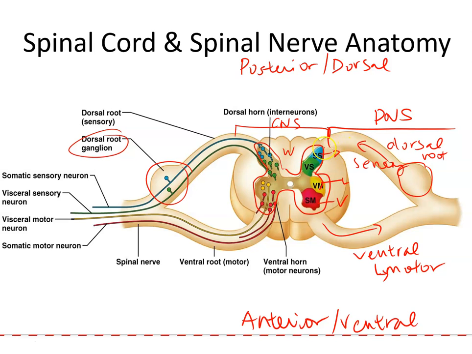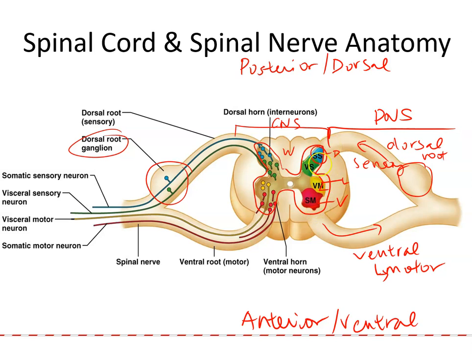Okay, so that takes care of back here. This is somatic sensory that's coming in. That talks to an interneuron back there. Now, there are also lateral horns here, and there are ventral horns. Notice it says VM and SM.